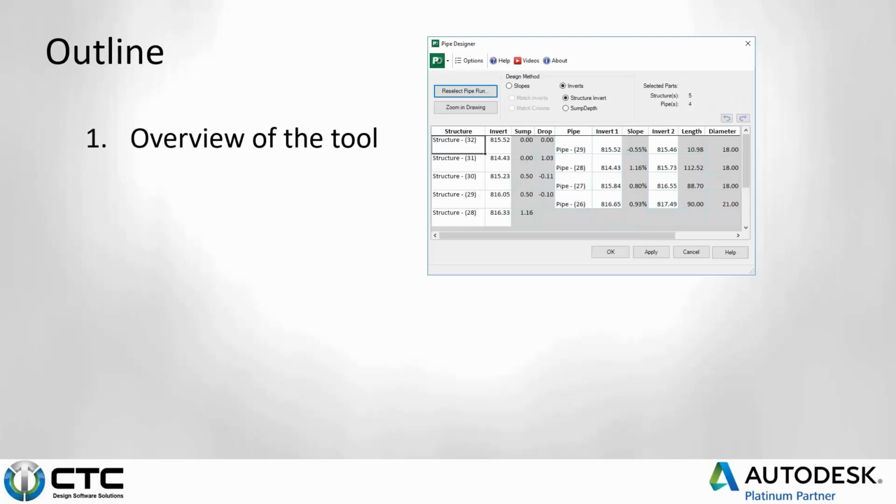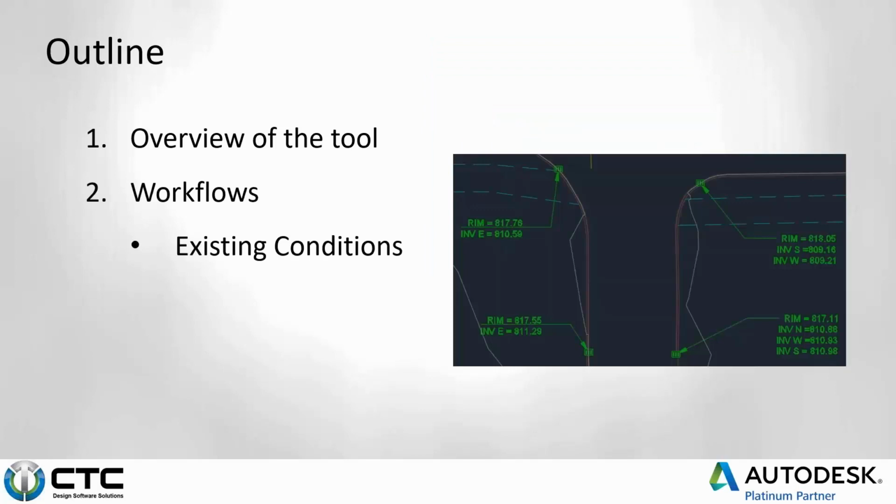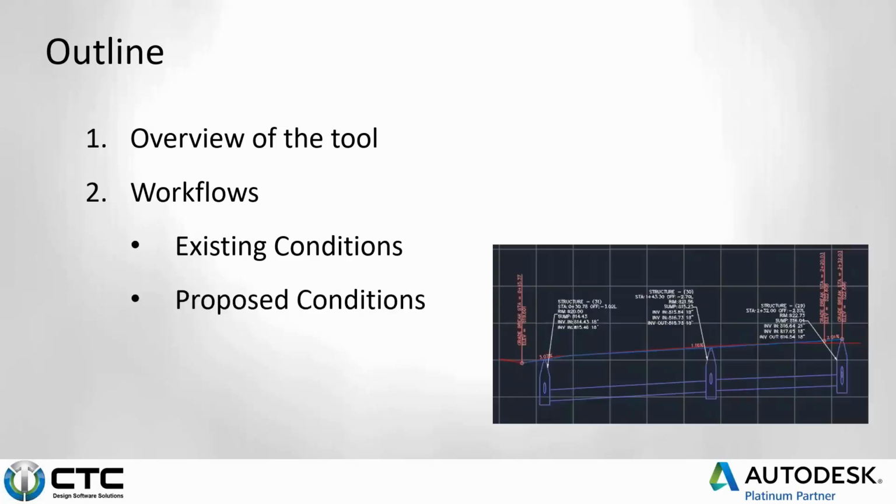Now that that's out of the way, let's get into what we're going to talk about for the rest of today. I'm going to give you guys a brief overview of the tool. This is what it looks like. It's a dialog box that pops up inside Civil 3D, and it is indeed a fully functioning spreadsheet editor. And then we're going to talk about some workflows. We're going to go through existing conditions, how we can get our existing pipe networks set up pretty quickly. And then we're also going to look at some stuff with our proposed conditions.